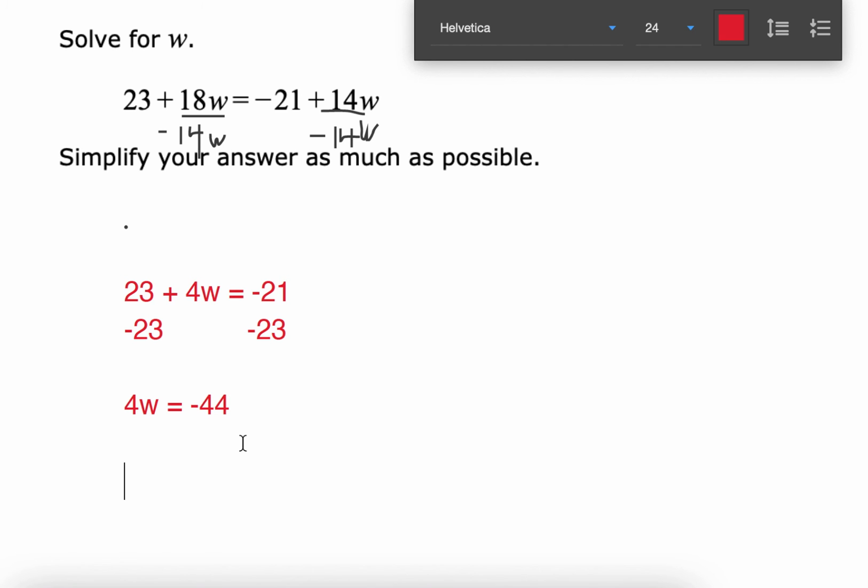And then the last step, to get W by itself, I'm going to divide both sides by 4. Another balanced step, dividing both sides by 4, so they're both getting shrunk by the same amount. And I chose to divide by 4 because there's a multiply 4 right here. So that leaves us with W equals negative 11.